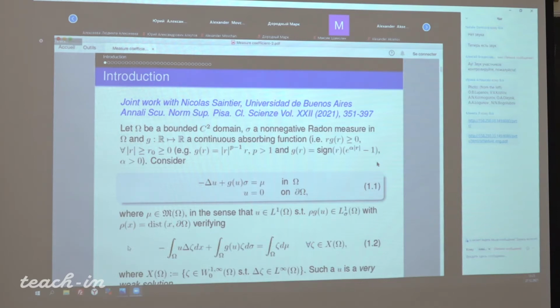And now we want this equation to be written in a very weak sense. That means minus the integral of u Laplacian of zeta plus the integral of G of u zeta d sigma is the integral of zeta d mu for all zeta in the space of test functions, which is W^{1,infinity}_0 such that the Laplacian is in L infinity. We call it a very weak solution.